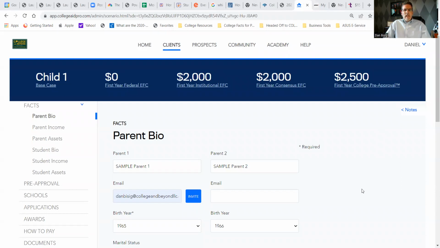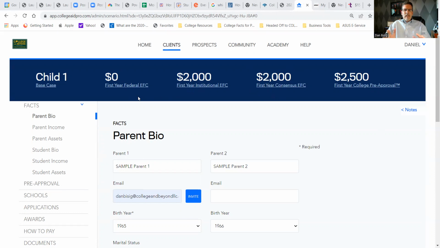Right off the bat, I want to educate you about three numbers that are up top: your federal EFC, your institutional EFC, and your consensus EFC. EFC stands for your expected family contribution. You see, this is the dollar amount that the colleges will expect you, mom or dad, to pay for college.